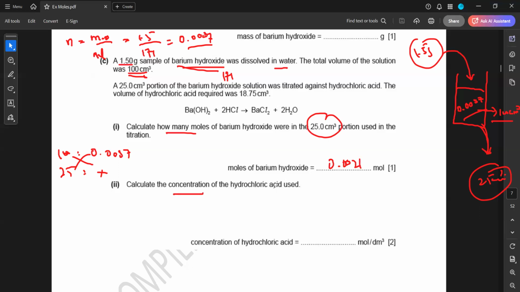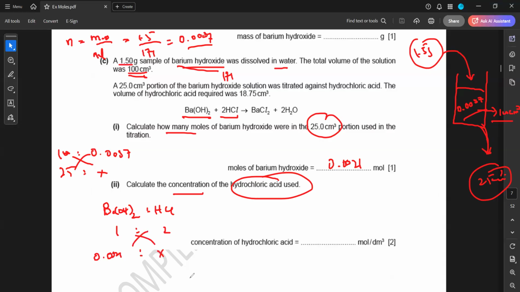Then calculate the concentration of hydrochloric acid. So how can we work out the concentration of hydrochloric acid? We have the moles of barium hydroxide. First, we'll find the moles of hydrochloric acid. So barium hydroxide and hydrochloric acid, the ratio is 1:2. So if we have 0.0021 moles, it will be X; cross multiply, so it will be 0.0042.